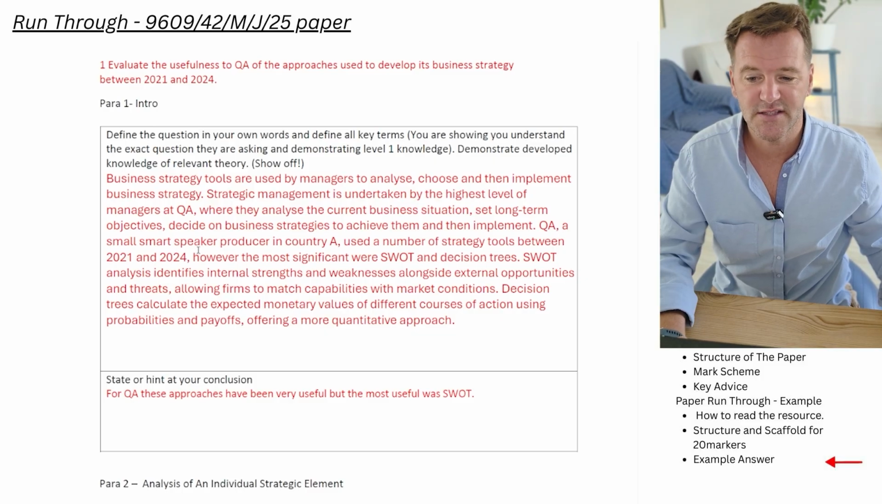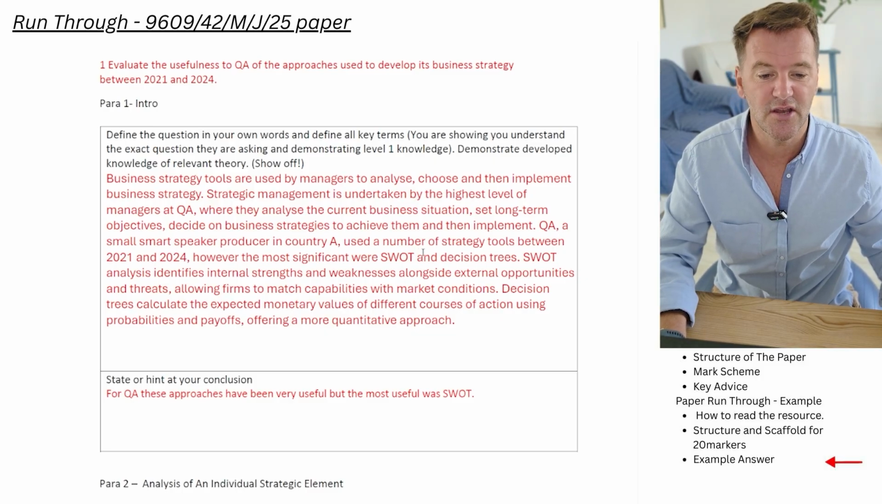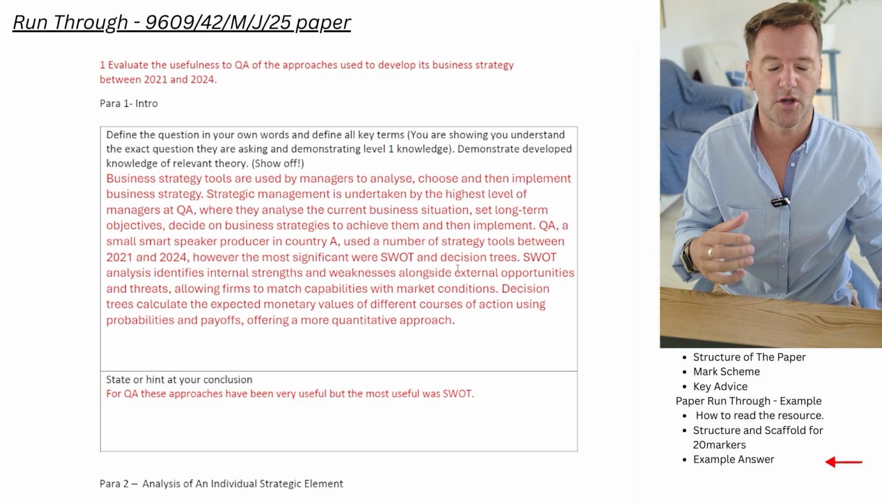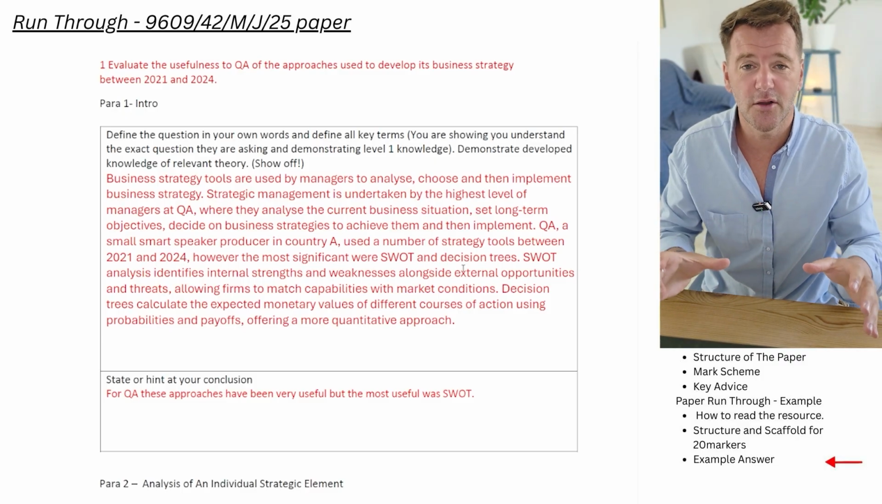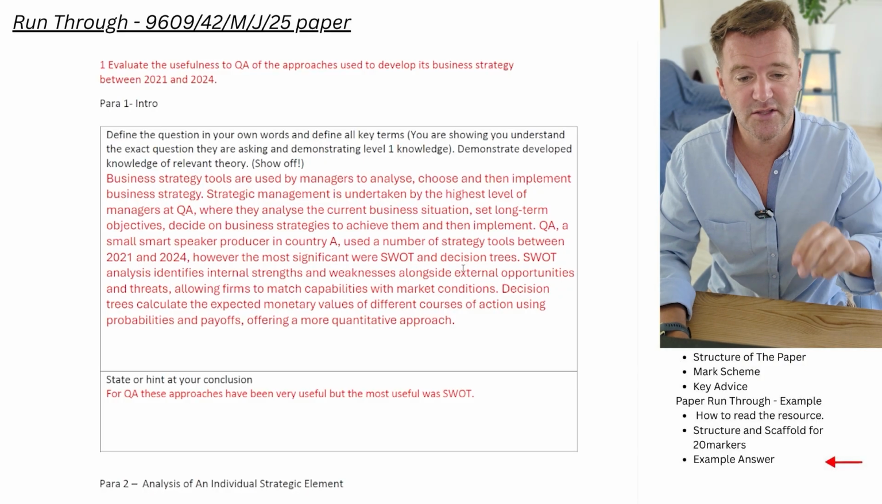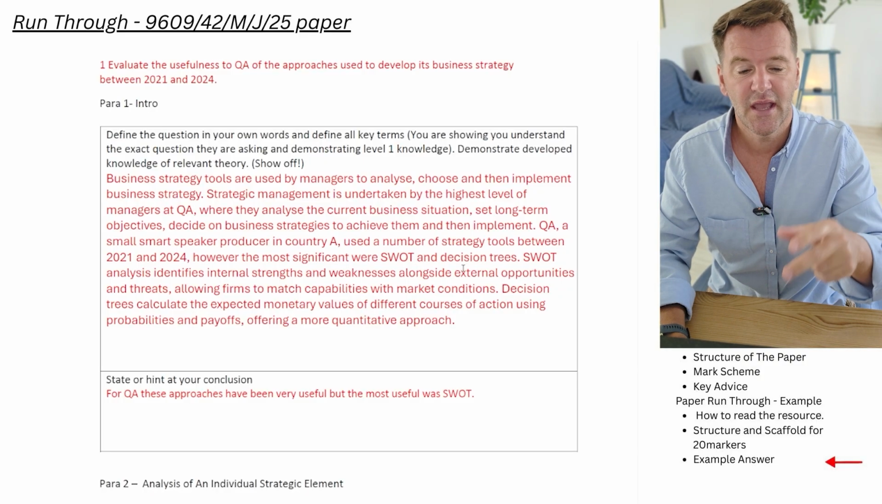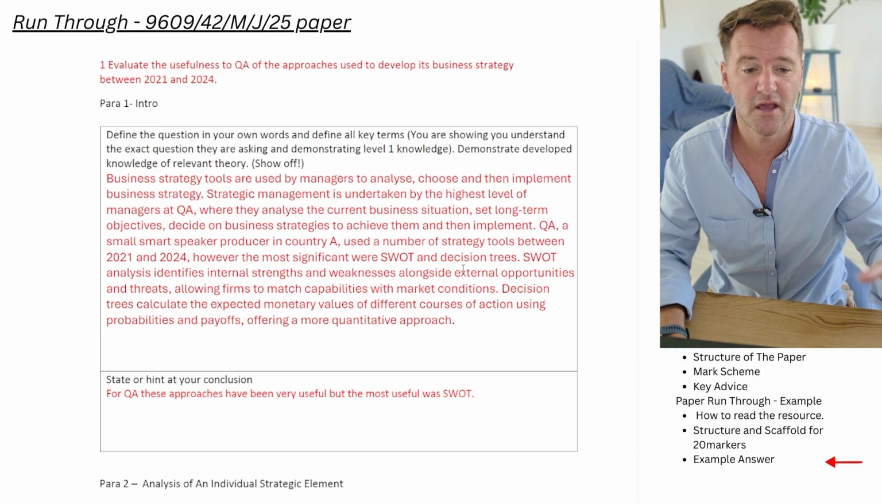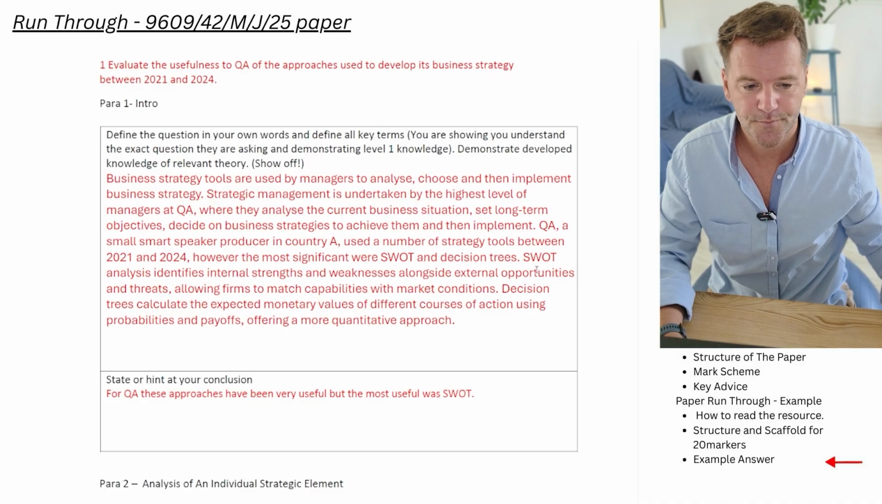QA, a small smart speaker company in country A, used a number of strategy tools between 2021. However, the most significant are SWOT and decision trees. That's saying, I know they did loads, I haven't got time to talk about all, I'm going to pick 2. I'm going to be letting you know about SWOT and decision trees. They're the most important. And I'm going to be deciding which is the most important.